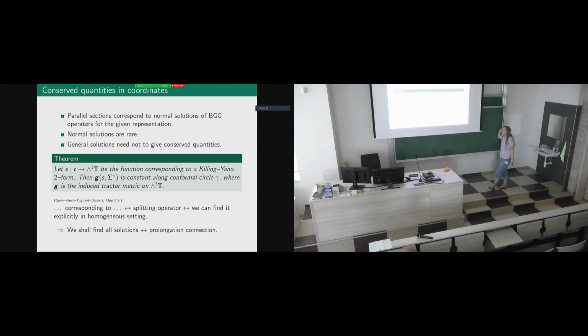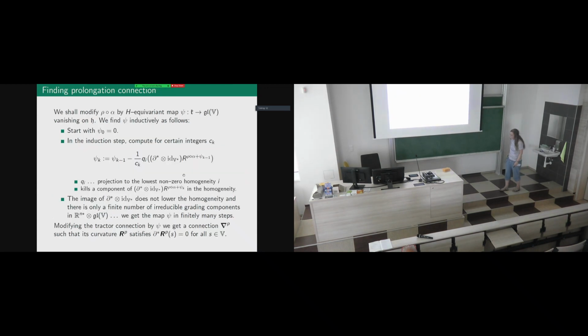So our goal basically is that we would like to find all solutions, which means that we want to find a prolongation connection. And this is the most technical part of the slides, just for those who are interested in details, how to find a prolongation connection. We shall modify this composition rho alpha by an H-equivariant map from K to GL(V), vanishing on H, and we do it inductively as follows.